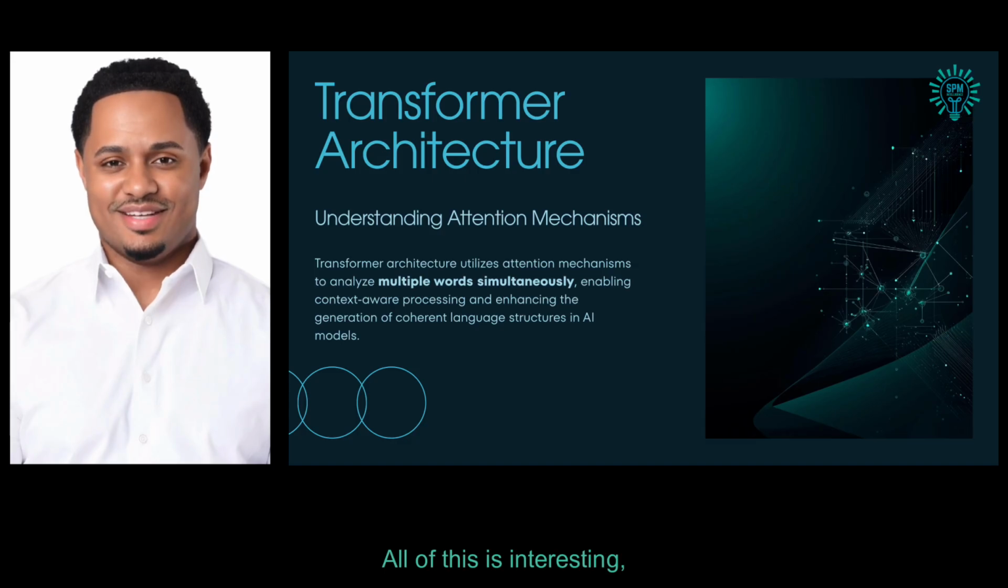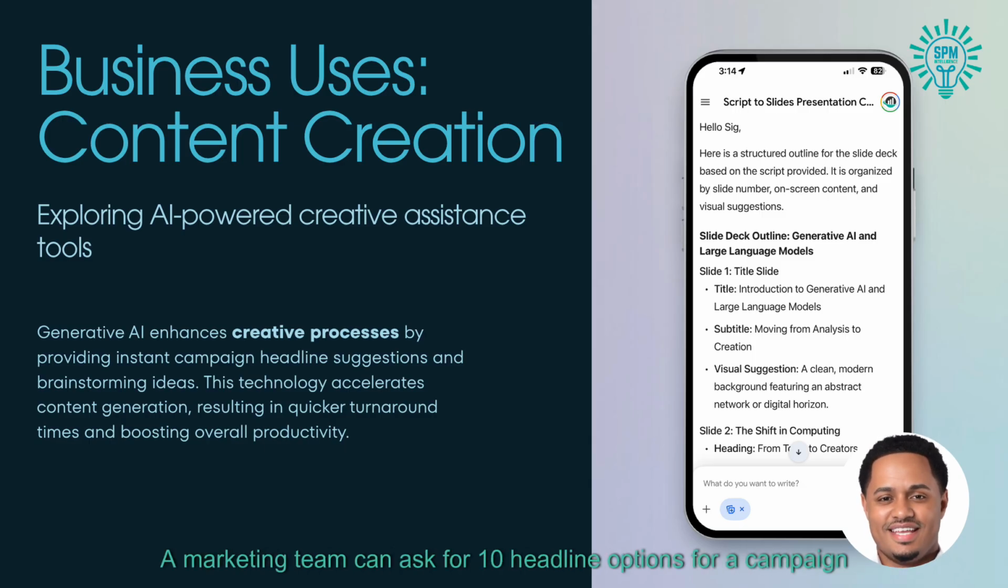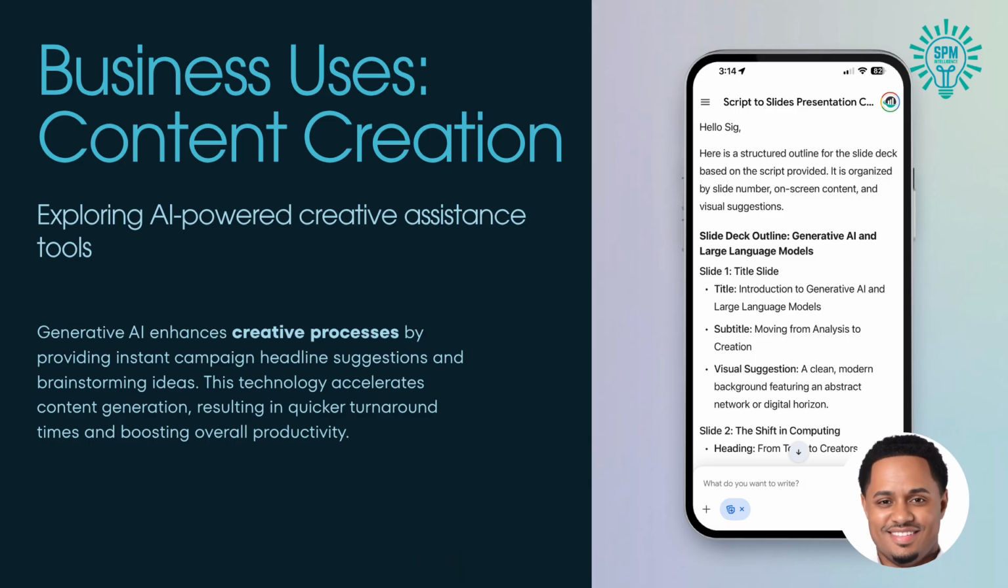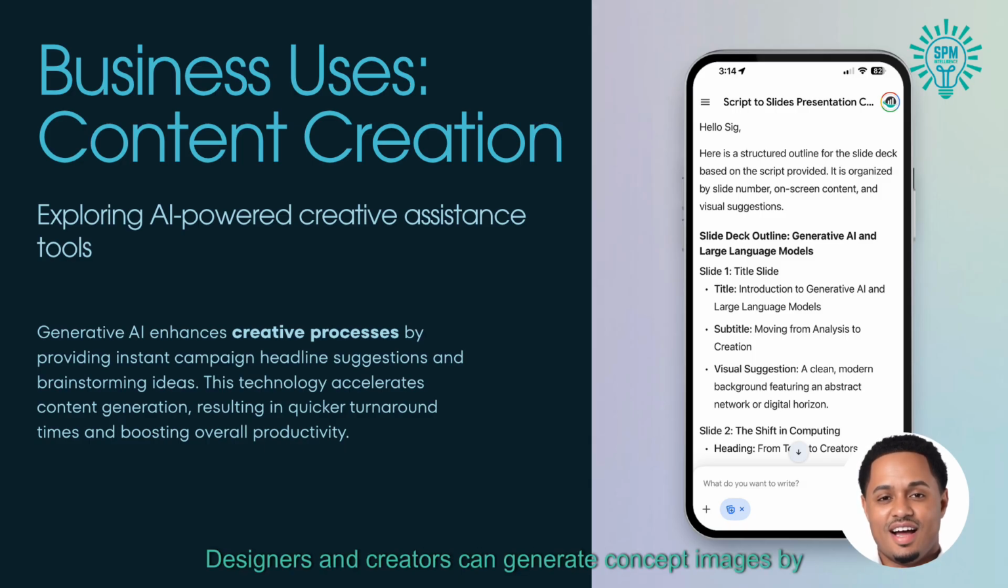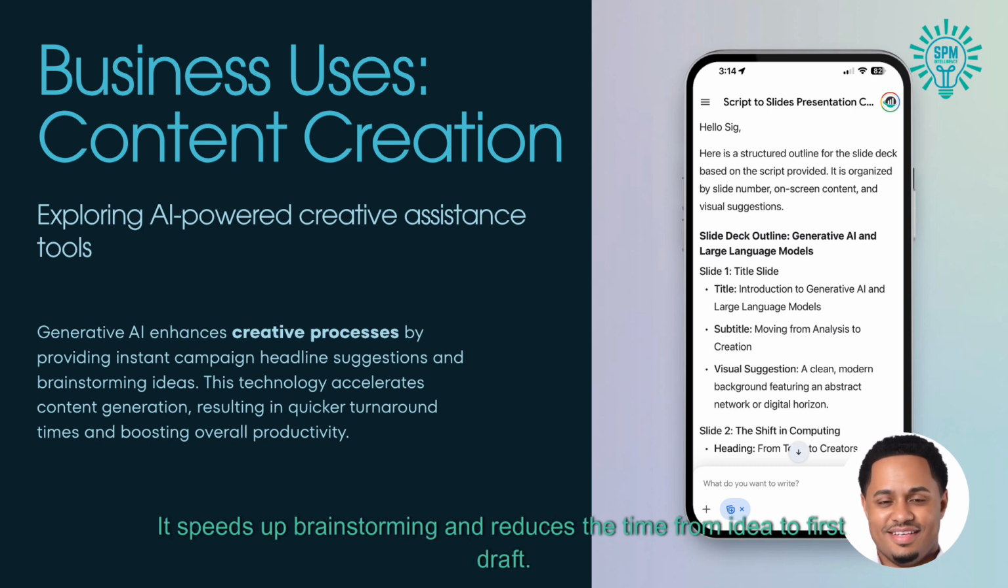All of this is interesting, but what does it actually do in practice? One of the clearest uses is content generation. Think of generative AI as a creative assistant. A marketing team can ask for 10 headline options for a campaign and get them instantly. Designers and creators can generate concept images by describing a scene instead of searching through endless stock photos. It speeds up brainstorming and reduces the time from idea to first draft.